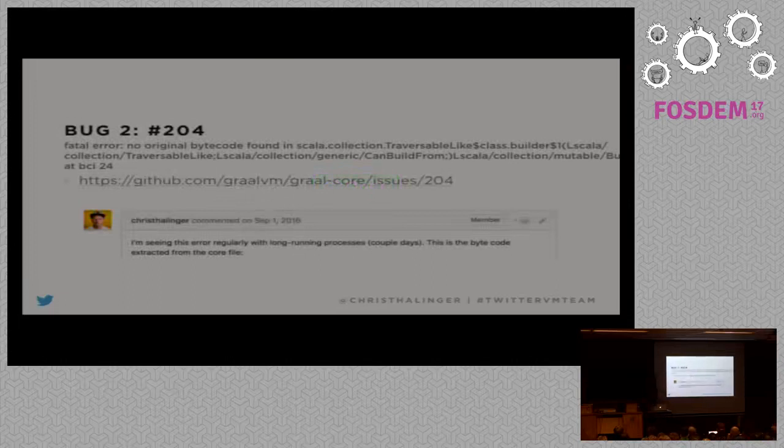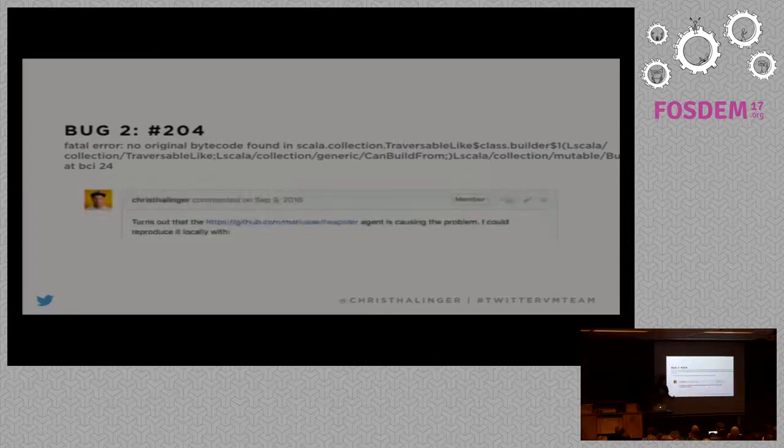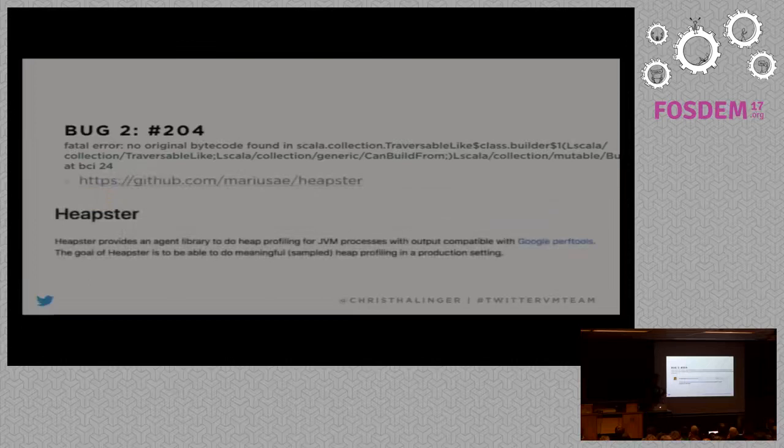So this is a real bug that I found while running, I think it was the tweet service actually. The thing you want to notice is this one here. It had to run for a couple of days until it crashed, but it crashed consistently. So I was trying to figure out what this is, and then eventually I figured out that it's this thing called Heapster that we use to analyze the heap. So it's basically a bytecode instrumentation thing. Oh yeah, here it is.